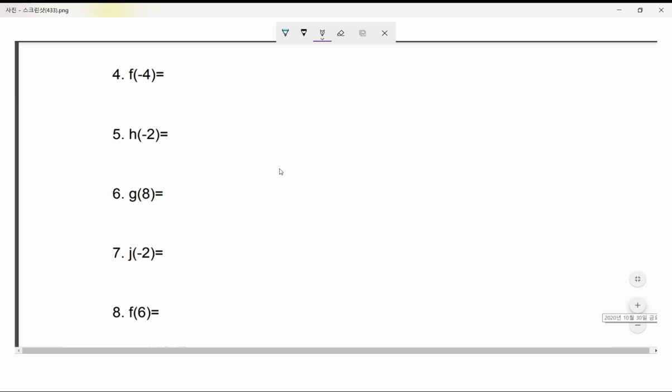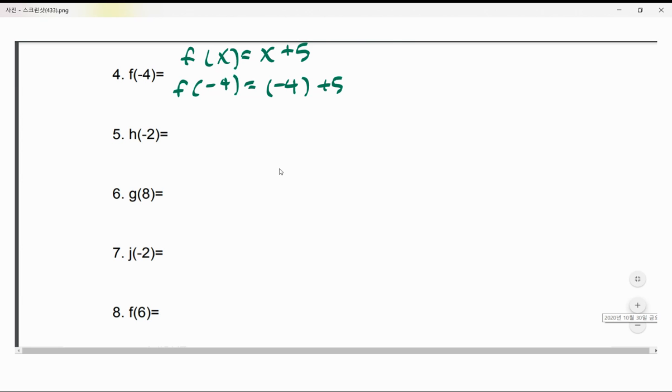Okay, f function. f(x) equals x plus 5, right? We are given f(-4), so negative 4 plus 5. 5 minus 4 is 1, so f(-4) is 1. Pretty easy.